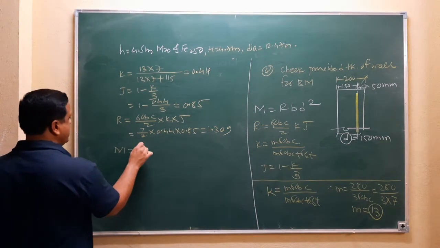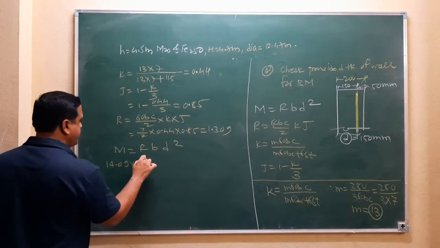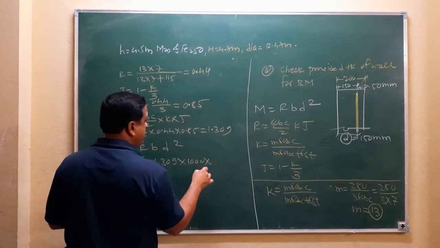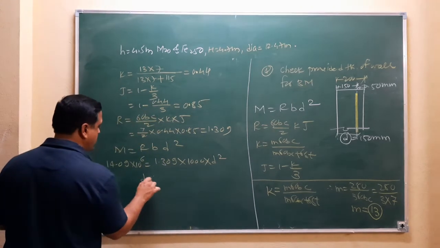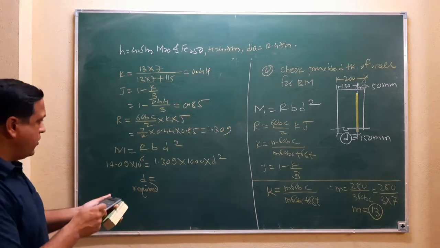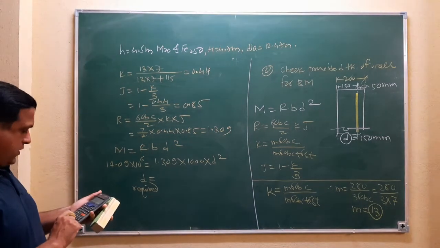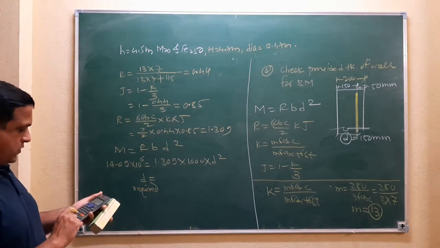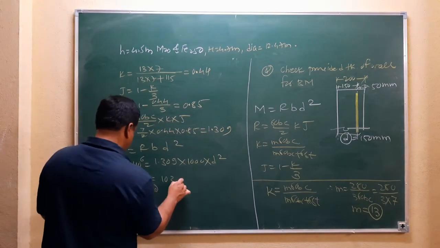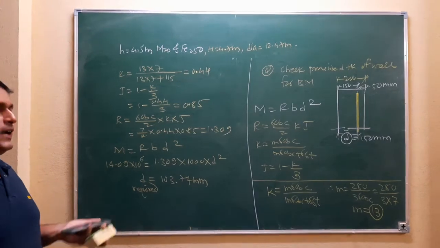So M is equal to R B D square. So 14.09 into 10 raised to 6, R is 1.309. Always take the width of the wall as 1000, per meter width of the wall. What is the depth required of the wall? So 14.09 into 10 raised to 6 divided by 1.309 into 1000. Under root of the answer, it is 103.74 mm. So this is your required depth for the bending moment.